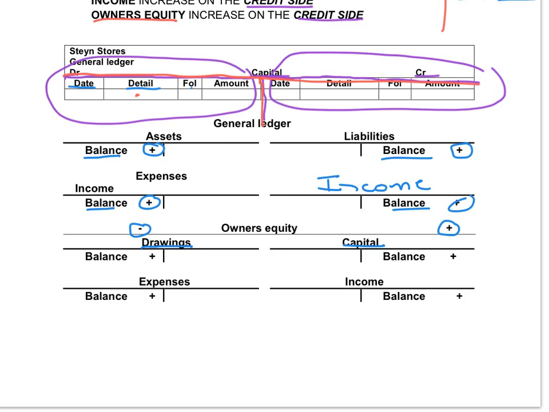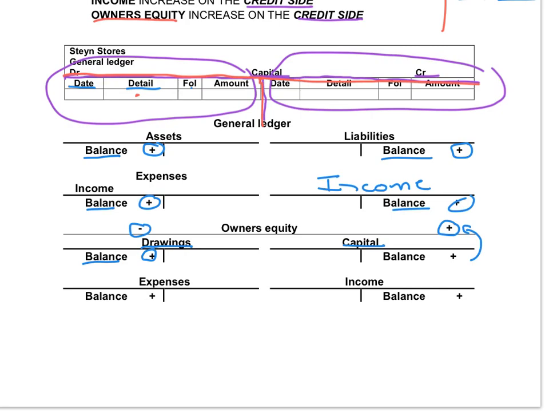When the owner contributes capital, it means that he puts more money into the business, so his owner's equity will increase because the business owes him more money or his interest in the business increased. If he takes goods or money out of the business, we will debit the drawings account. So in the drawings account, the balance will be on the debit side, and drawings in the ledger account will increase on the debit side.